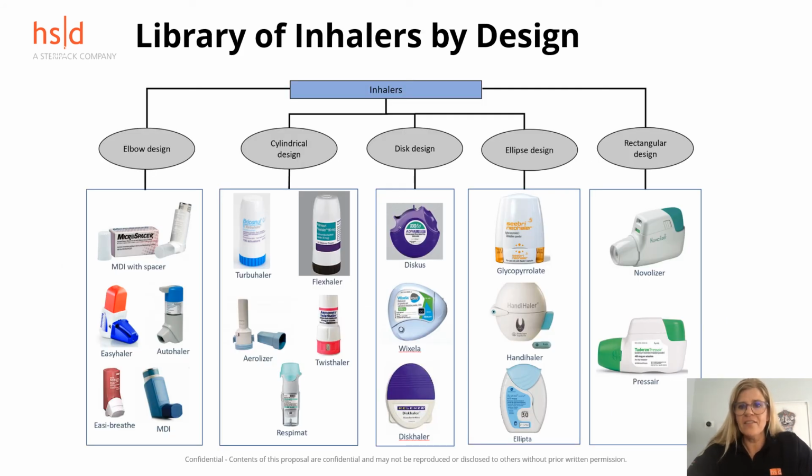Next, we started to gather examples of inhalers in order to develop a library. We maintained the viewpoint of simply assessing the physical embodiment. The results produce this natural organization, which is based off the fundamental shape of the device. You can see here that we have elbow design, cylindrical design, disc design, ellipse, and rectangular design, each of them represented by several different permutations within each one of those categories.